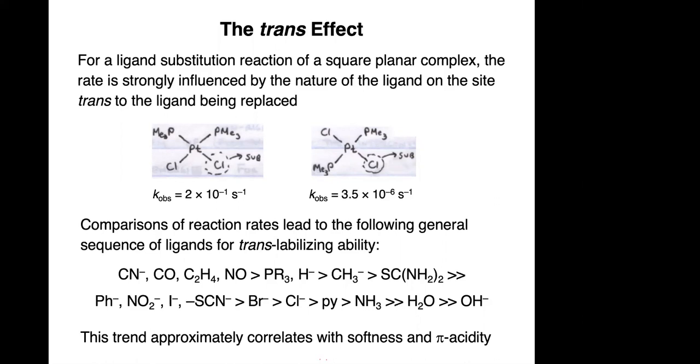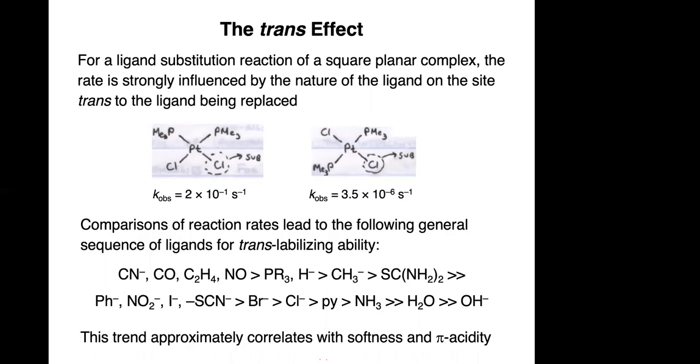So you don't need to memorize this sequence, but you should remember that this trend roughly correlates with the softness and pi acidity, with soft pi acids being good trans labilizers and harder pi donors being poor trans labilizers. All right, any questions on the trans effect so far? If not, let's keep going.